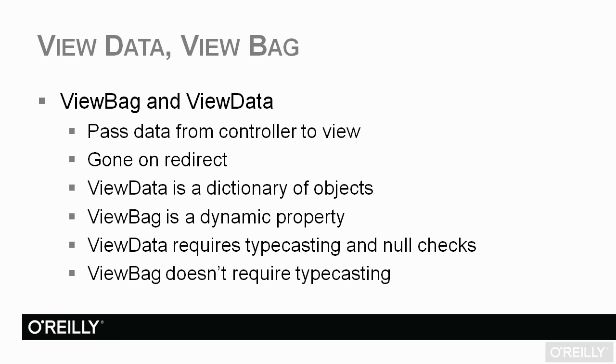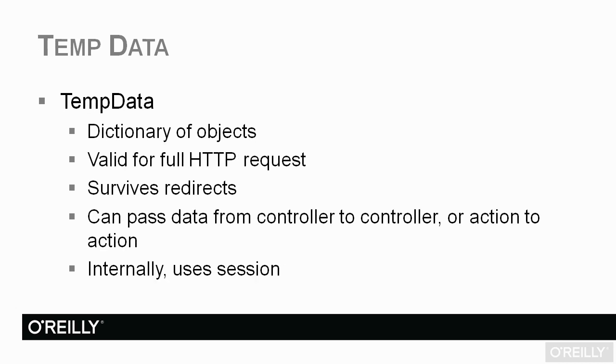But remember, these are very, very temporary, which is somewhat ironic because temp data is slightly less temporary than the view bag and the view data. Temp data is also a dictionary of objects, so you need to be concerned about typecasting and null checks, but it's valid for the full HTTP request, which means it survives redirects. It doesn't survive anything beyond that original request, but it does survive redirects. So it's one step more permanent than the view bag or view data. So you can pass data from controller to controller on a redirect or from action to action.